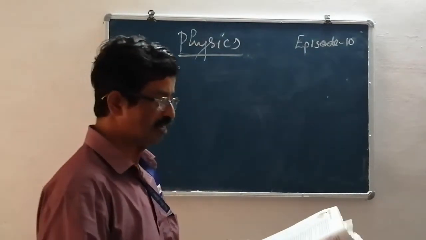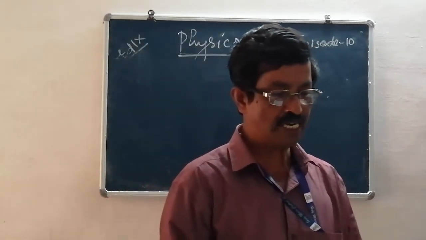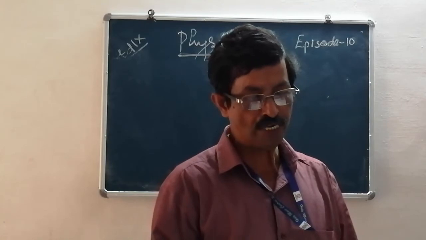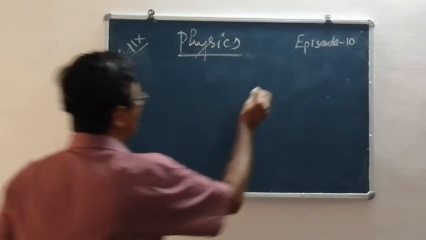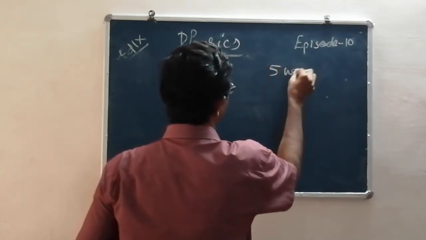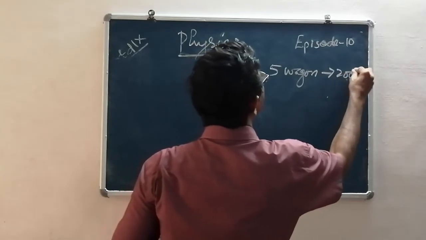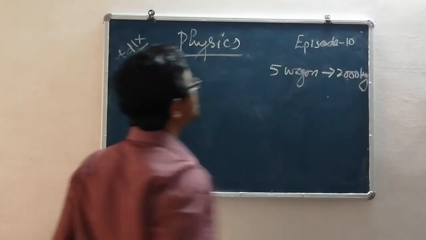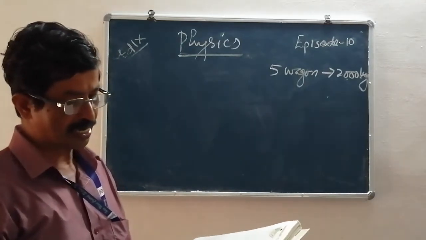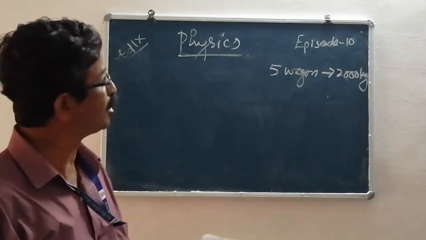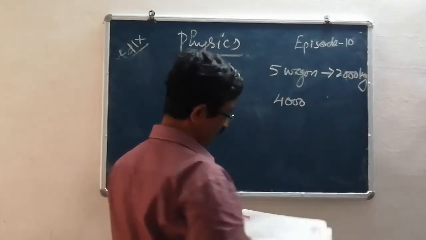Now question number 7. An 8000 kg engine pulls a train of 5 wagons, each wagon of mass 2000 kg, along a horizontal track. If the engine exerts a force of, the force exerted by the engine is how much?